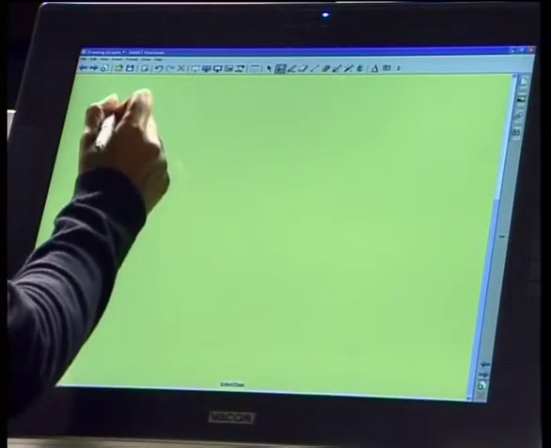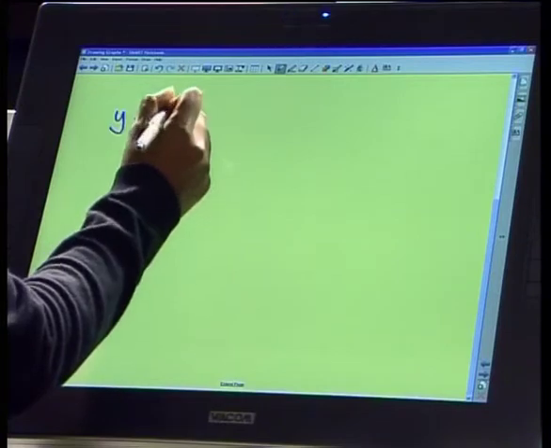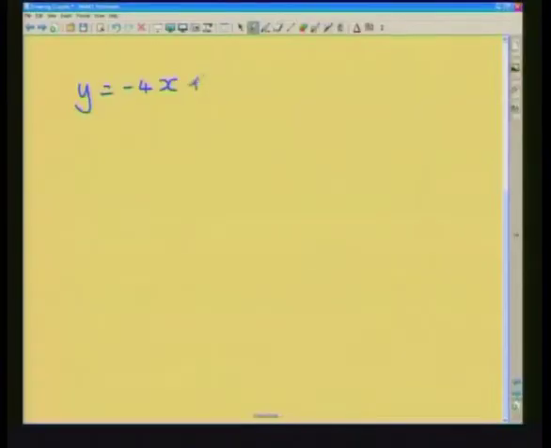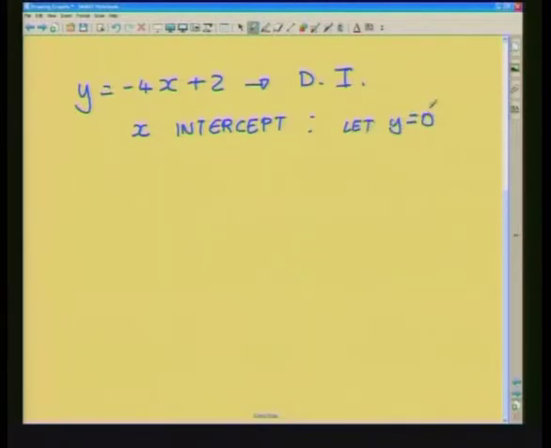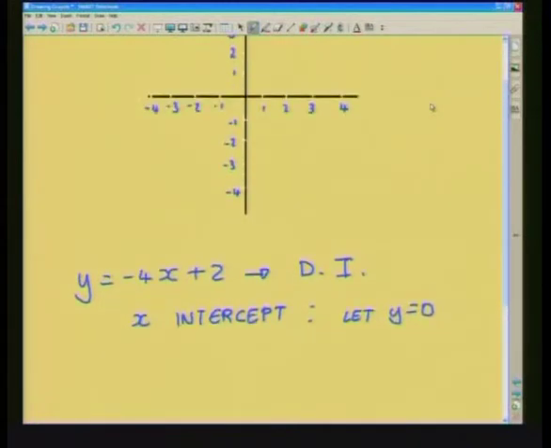Right, so you have y is equal to minus 4x plus 2, and we're going to now do this in a new method called the dual intercept method. So how we do that, firstly, we need to find the x-intercept, and in order to do that, we have to let y equal to 0. Now I'll show you on the axis why that makes sense.